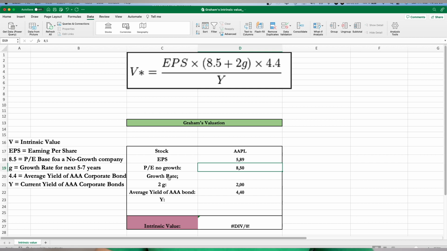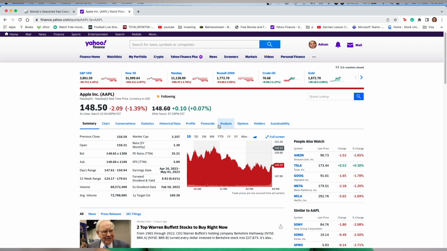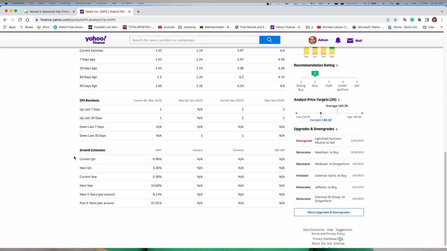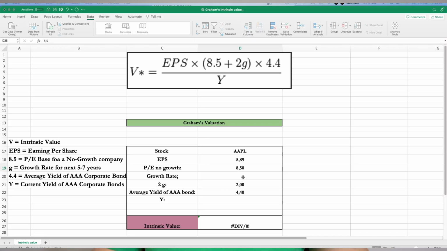And similarly, we're going back to Yahoo Finance, and if we head to the analysis, you will see that at the bottom you can see the growth estimate for any company, and for Apple for the next 5 years the expected growth rate for the company is 8.13. As you can see, this value also can change because for the past 5 years the company grew by 21%, and for the next 5 years the analysts are a bit bearish as compared to the previous 5 years, and they have estimated this could grow on average 8.13. So we can go back and write here 8.13.